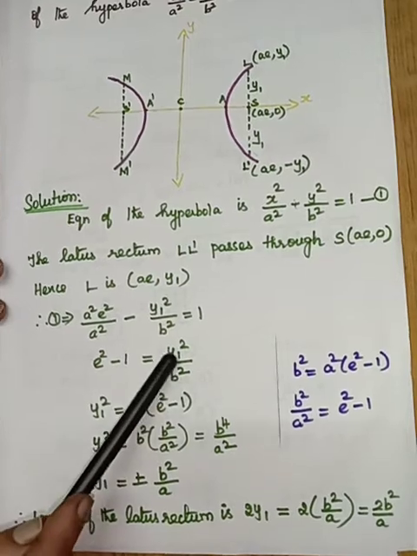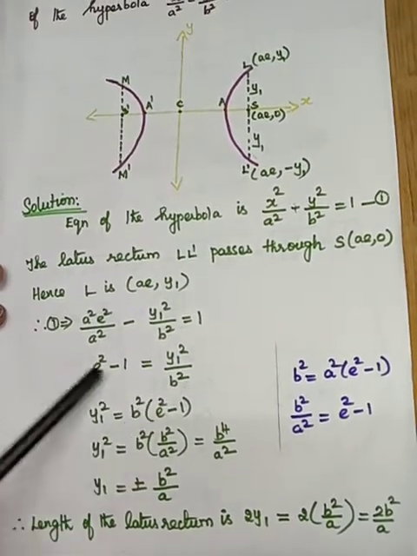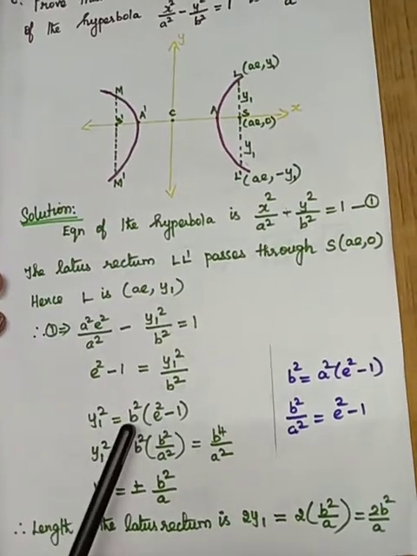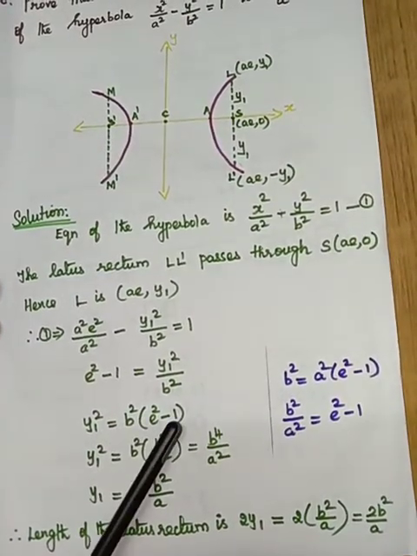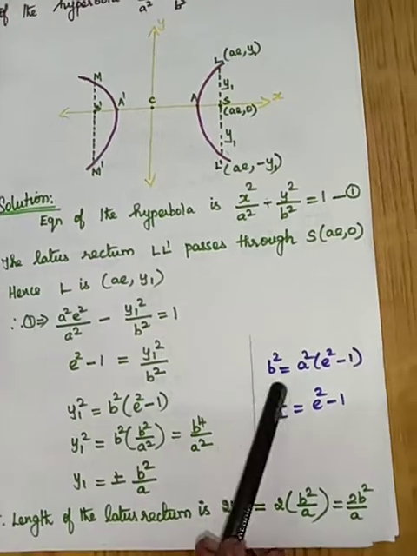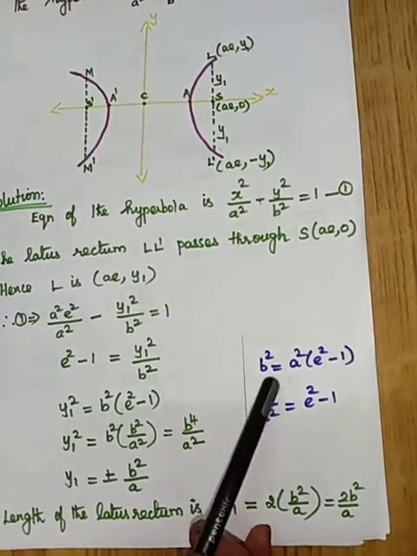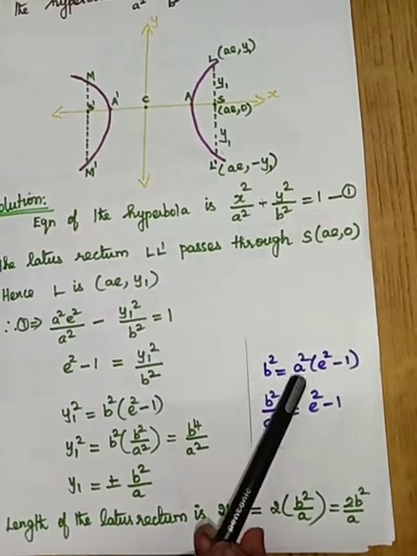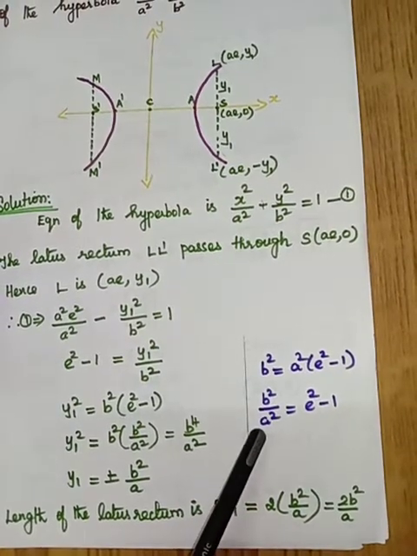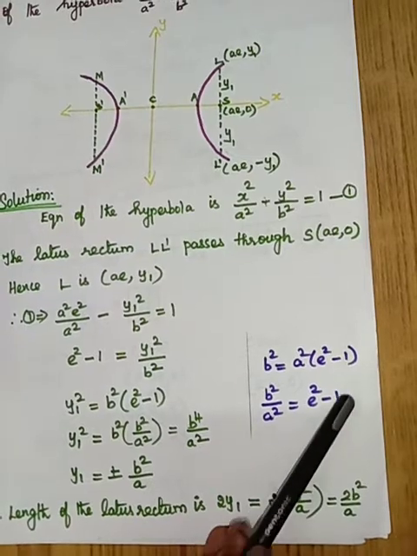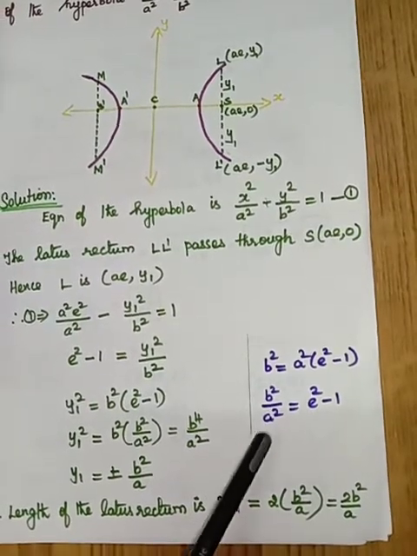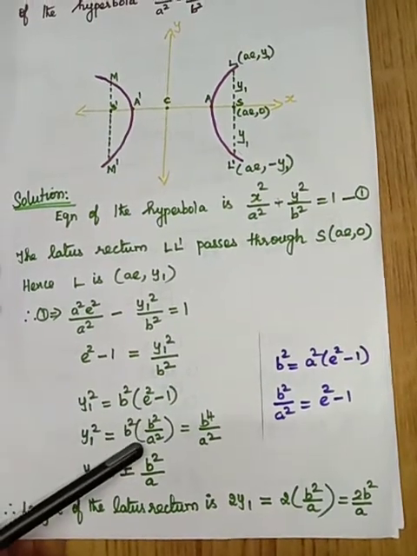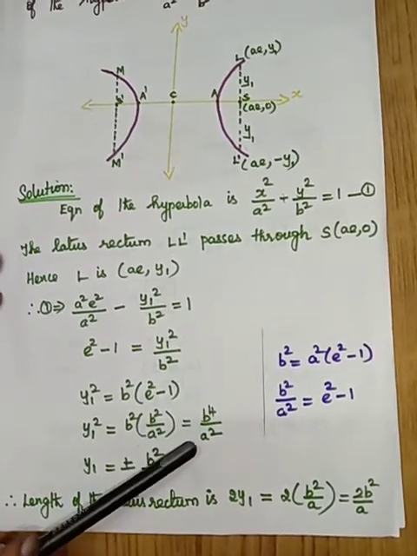So this y1 squared is what? The denominator b squared will go to the left side as multiplication. So y1 squared is equal to b squared into e squared minus 1. Okay. So in hyperbola we know the result. What result? b squared is equal to a squared into e squared minus 1. Bring this a squared to the denominator. So e squared minus 1 is what? b squared by a squared. So in the place of this, we have to substitute b squared by a squared. So you will get b power 4 by a squared.